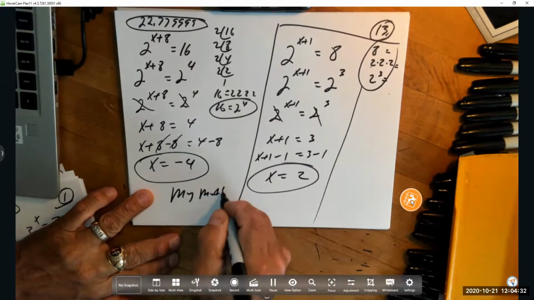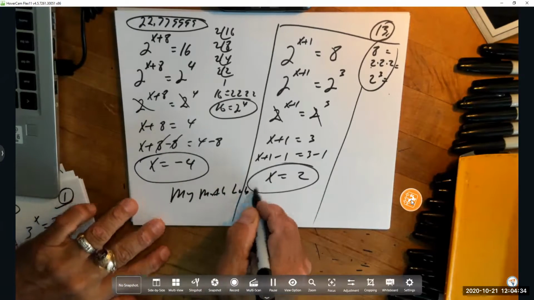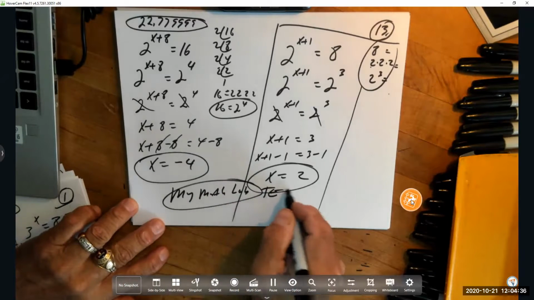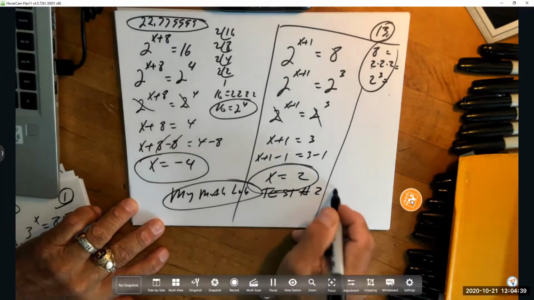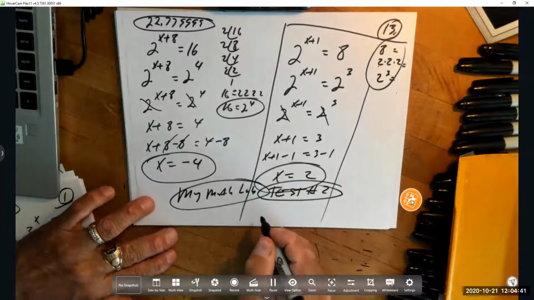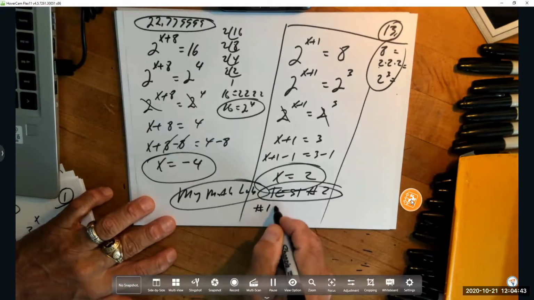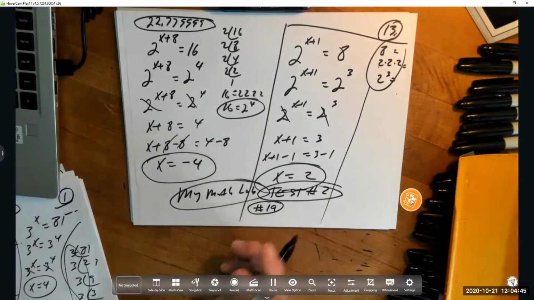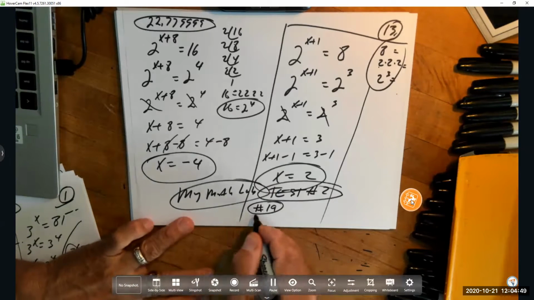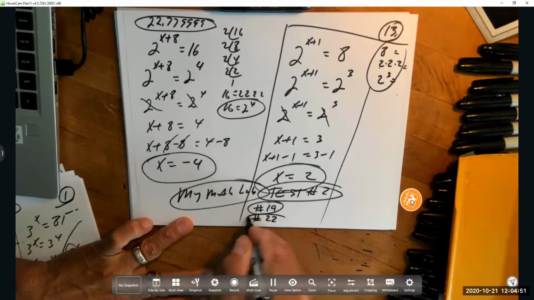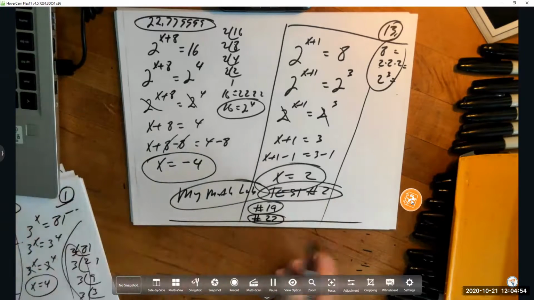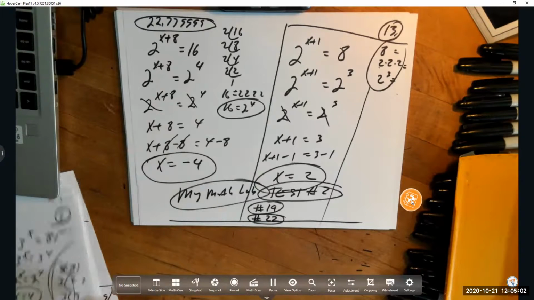So that's what you're going to need to do for my math lab. We're looking at test number 2. I want you to do number 19 and number 22. Those two right there. So you're going to do number 19 and number 22 from test number 2, because we did a bunch of examples of those, so you should be okay.